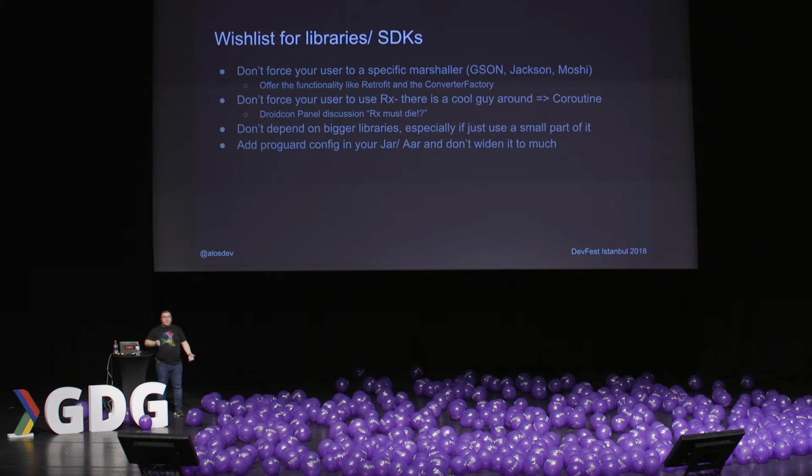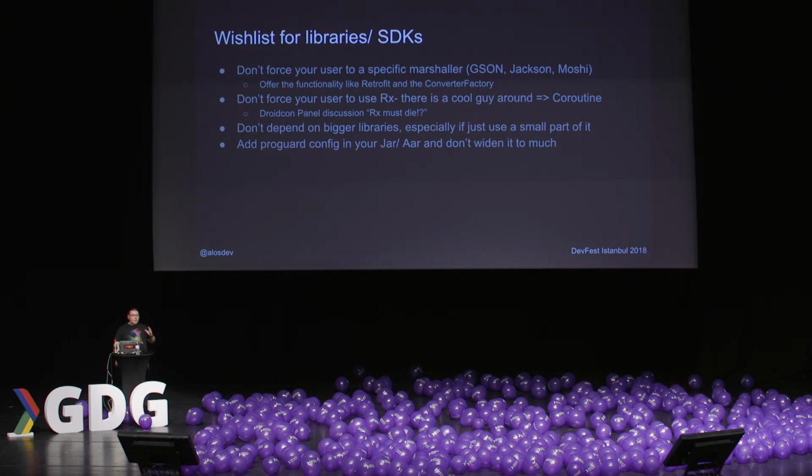Also, don't force your users to use Rx. I know it's a cool thing. It was the hype for two years. I personally didn't get into Rx. I don't like this whole system, because most engineers just used it for the threading part. And nowadays, there's something cooler, like coroutines, which you can use. It's easier to use, you understand it better, and it's easier to read. Try to use that. But still, if you have a library which heavily works on Rx, it's not nice for the developers who want to use your library.